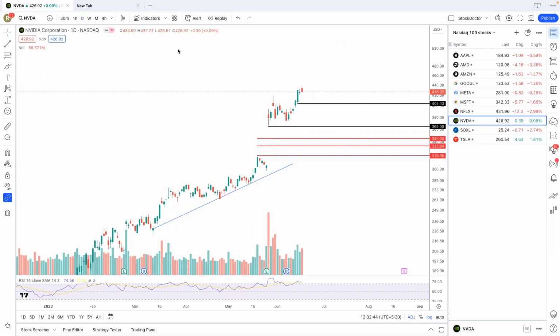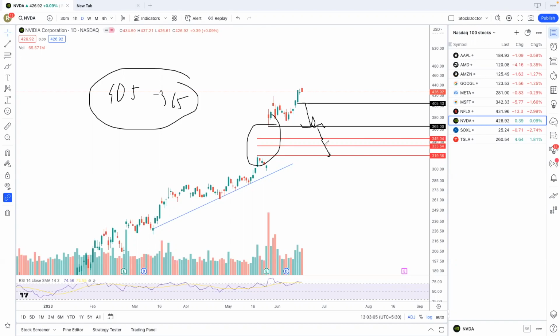Right now, 405 and 365 is an important support area it has created. If it trades below 405, then 365 is very much possible. If it breaks 365, then it can fill this gap and come to the levels of 345, 333, 320. But if it doesn't break 365 and starts trending up again, then if it breaks 405, definitely the targets are big for Nvidia.